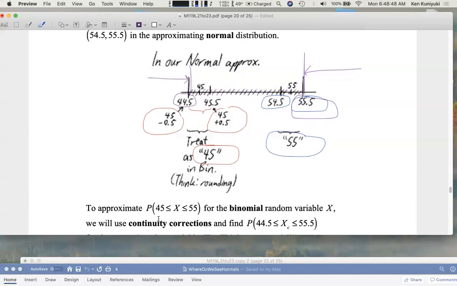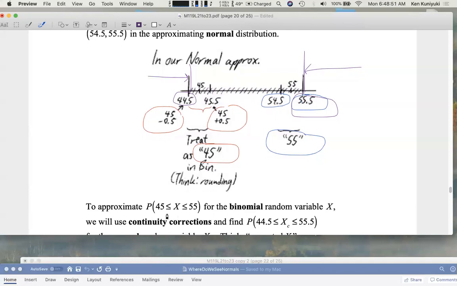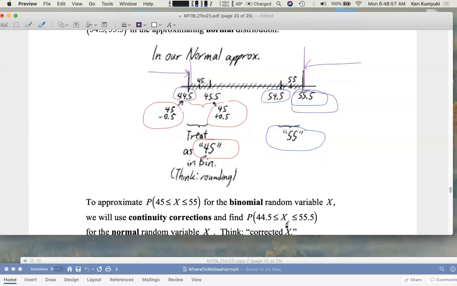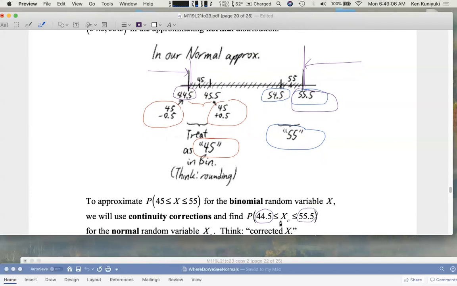Okay, so to approximate the probability that the number of heads is between 45 and 55 heads inclusive, we actually want the probability that corrected x for a normal approximation will be between 44.5 and 55.5. And in fact, at this stage, the bars won't matter because we're dealing with a normal distribution, a continuous distribution. Normals are continuous. So we don't care about the bar so much. For discrete distributions like binomials, we can care about the bars. Here we do. But by the time we get to normal, we don't care about the bars anymore.